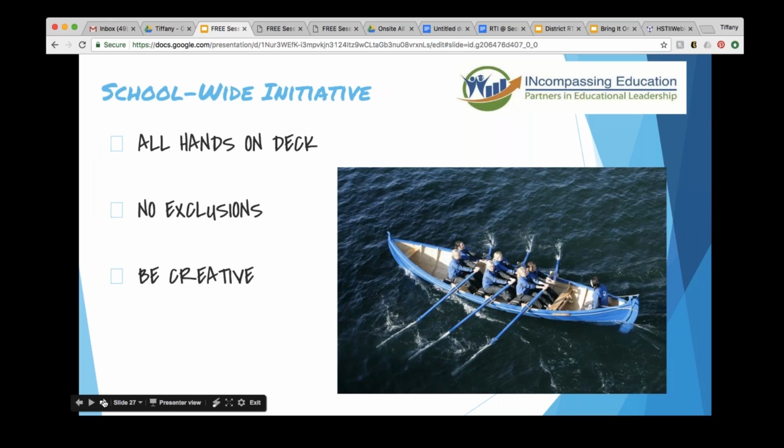So remember, this is a school-wide initiative, okay? We have to have all hands on deck, no exclusions. Everyone needs to be in the same boat, moving in the same direction, trying to accomplish the same goals. You're also going to need to be creative as everyone is working together, because for some of these kids, we have to have the most outside of the box ideas headed at them, because the first time we provided the instruction, they didn't get it. So we have to make sure that as we work through this, we're thinking extremely creatively so that we can make sure that we're reaching all of the students and pushing them to grade level mastery.